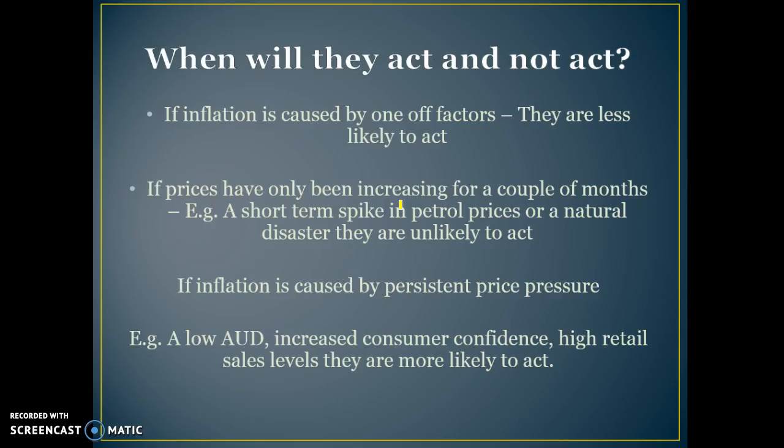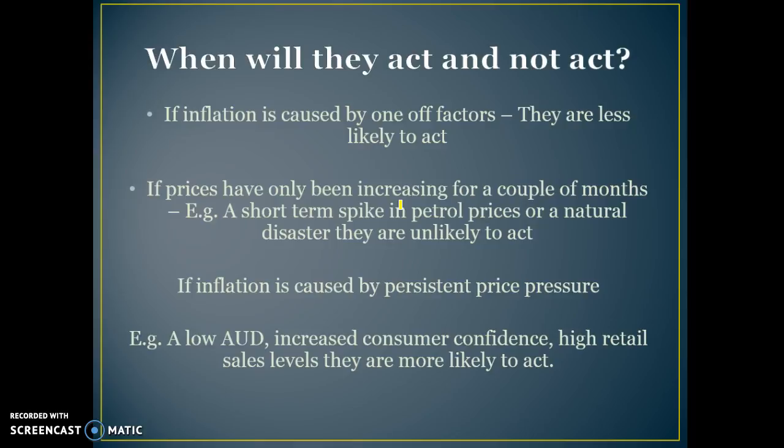So when will the RBA act to increase interest rates, and when will they not bother to act? If inflation is caused by one-off factors, they are less likely to act. So if prices have only been increasing for, say, a couple of months, for example, a short-term, 1 or 2 month spike in petrol prices, or a natural disaster has caused some prices to go up for a short period of time, then they're less likely to act because they know that it's not going to be persistent, and they know if they were to increase the cash rate now, they may have to lower it again in the future once those inflationary pressures slow down again. So if inflation is caused by one-off factors, it's unlikely for them to change their cash rate.